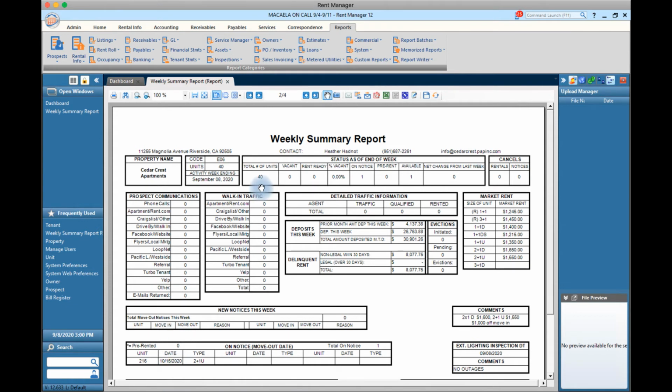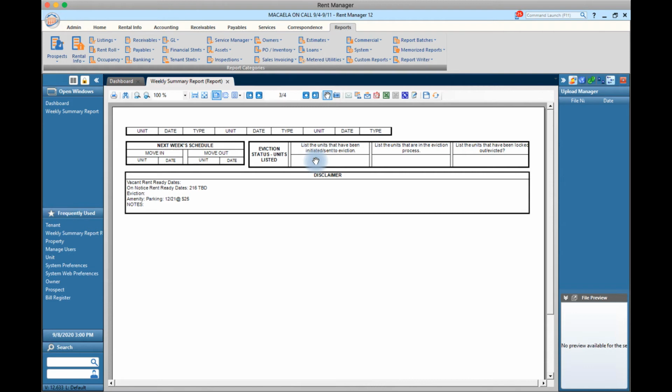So a couple weeks before that tenant moves out, the manager should have performed a walkthrough, so we'll know exactly when that unit will be ready once we get that date from maintenance.